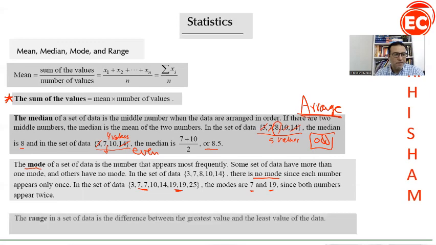Finally, we have the range. The range is the difference between the greatest value and the smallest value. This is what you need to know about the mean, median, mode, and range.